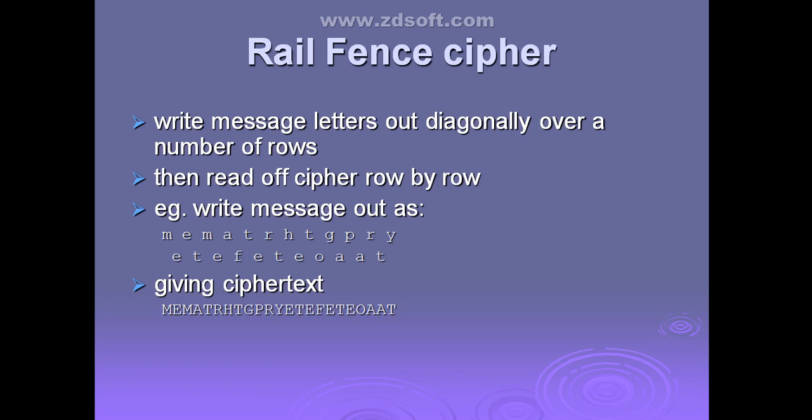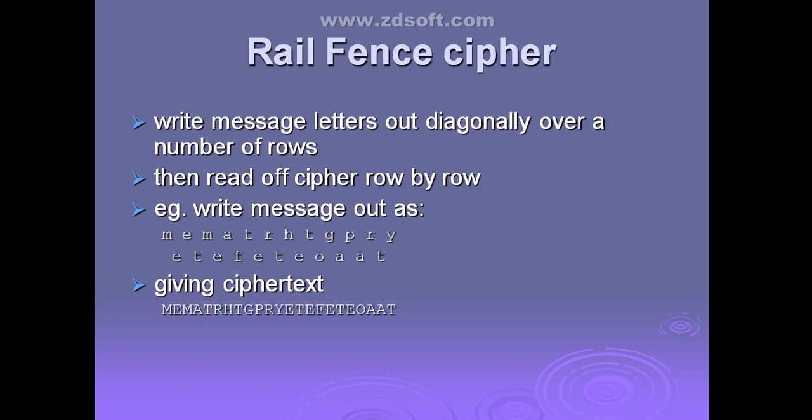See, meet me after toga party. This is the plain text. According to the rail fence, write the message letters out diagonally over the number of rows. Now, for this example, they have used 2 rows. In 2 rows, they have written the letters diagonally. See here, M-E-E-T, that means meet. Me. After. The. Toga party. Like this they are going to write the letters.